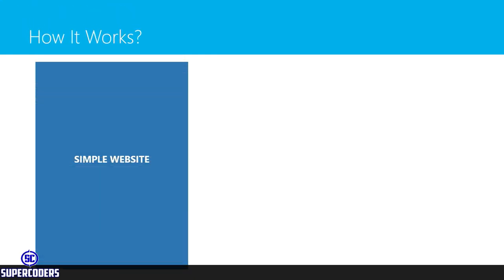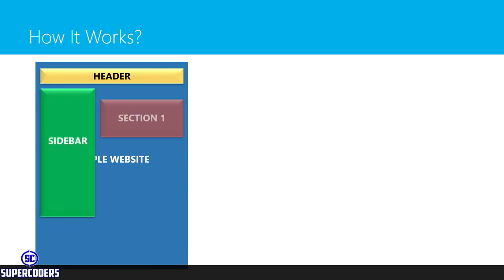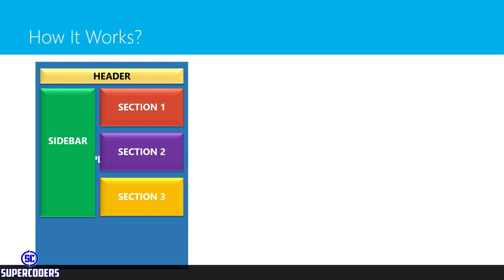So let's see a simple example of a web page. Here you can see it's a simple website and it contains a header, then a sidebar, then section 1, 2 and 3. Then the last thing is the footer. So this is the structure of a simple website. All these things are known as components in React.js.